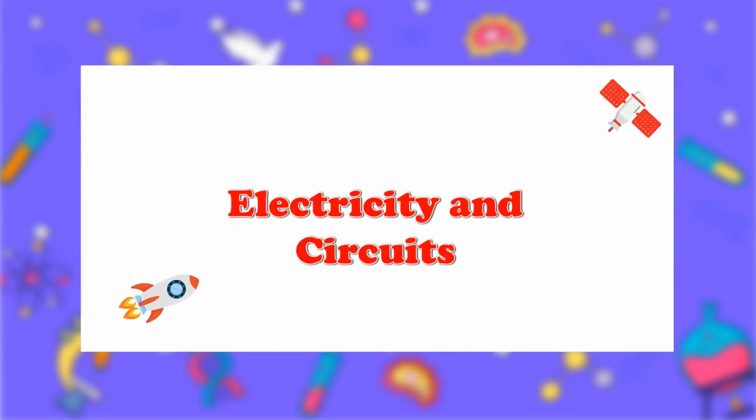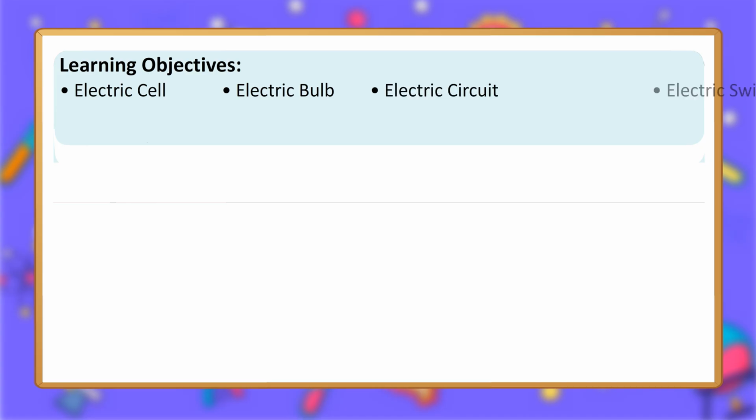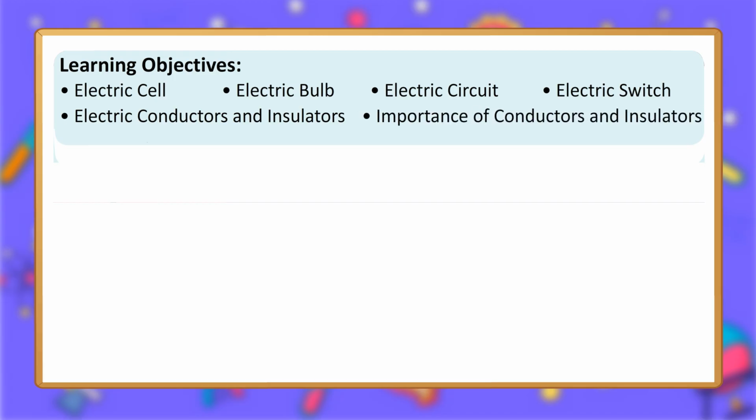Electricity and circuits. Learning objectives. Electric cell. Electric bulb. Electric circuit. Electric switch. Electric conductors and insulators. Importance of conductors and insulators.